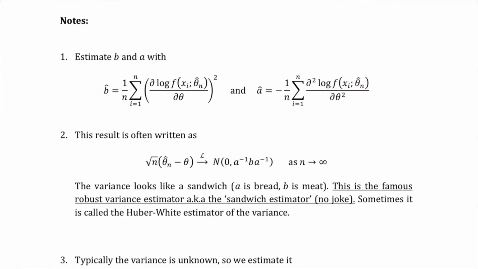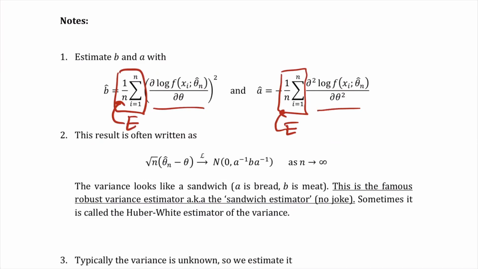I'm just going to repeat things and then we're going to do an example. So A and B are these important quantities. We're going to estimate them. We're going to replace their expectations with sample averages, right? Because that's how we estimate things statistically. So this is the average squared score function, and this is the average second derivative.